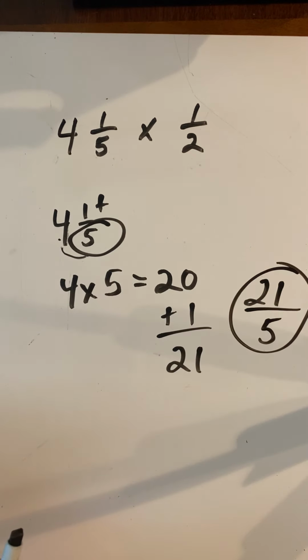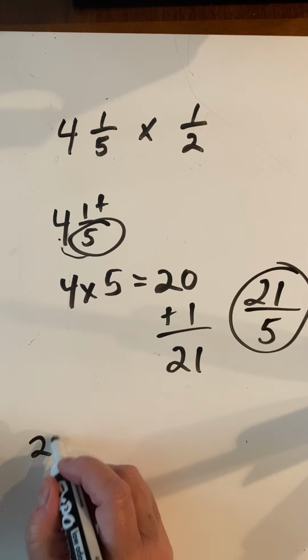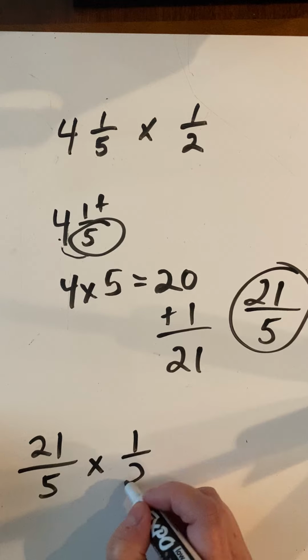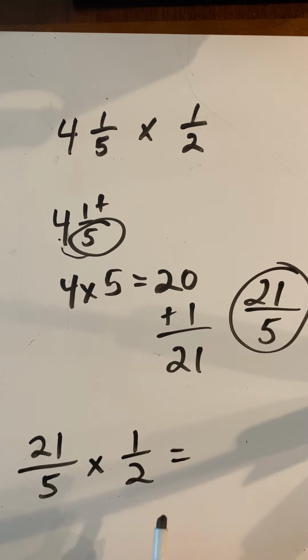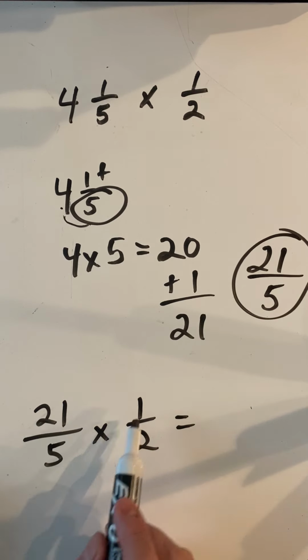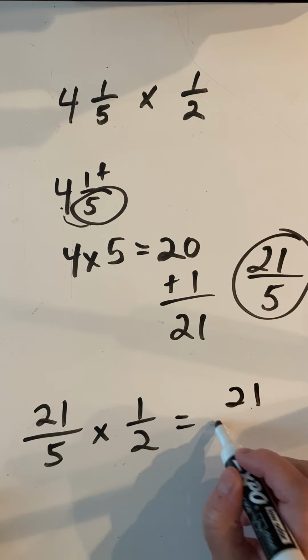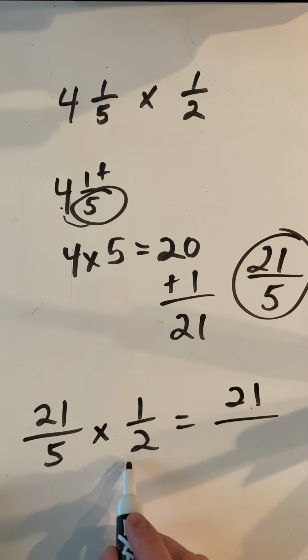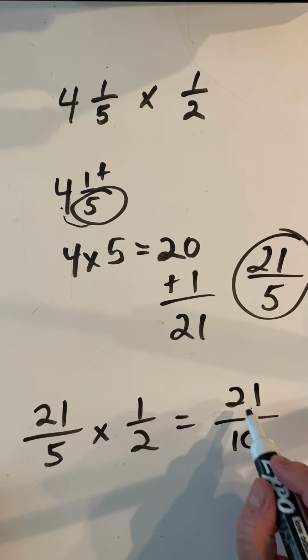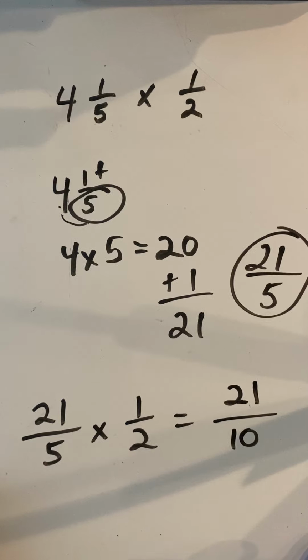So I'm going to rewrite my problem as 21/5 times 1/2. Now I know what to do because I've done this before. I've got to multiply the top together. 21 times 1 is 21. And then I'll multiply the bottom together. 5 times 2 is 10. And I get 21/10. I want to put this back into a mixed number.